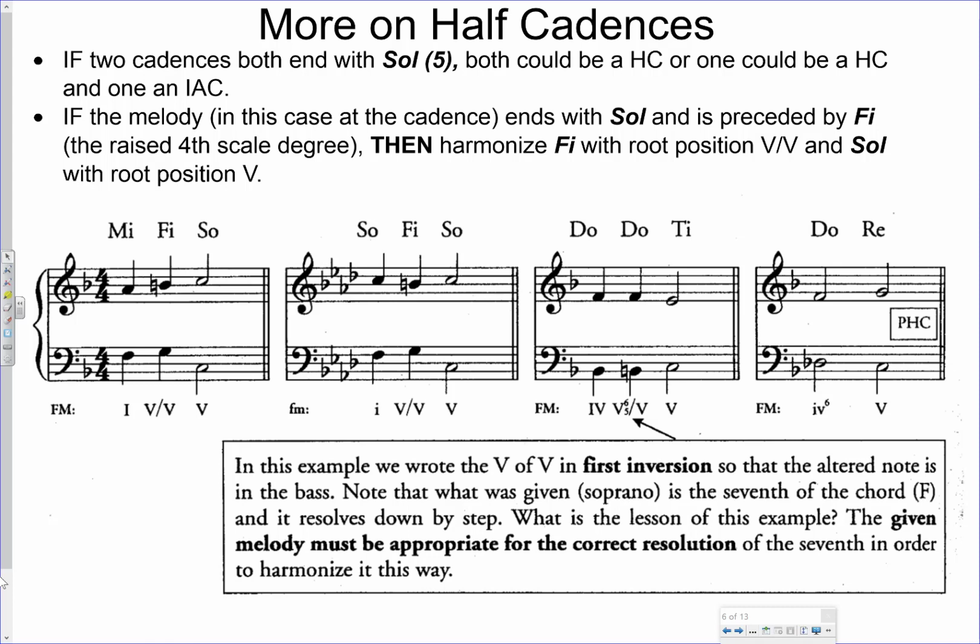And in the last example, we have F major. We have added a D flat in the bass, and the soprano is singing Do up to Re. This is a Phrygian half cadence. D flat in the key of F major is a flat 6, which is Le. Le can go to Sol, making it a minor 4/6 to a 5, a Phrygian half cadence.